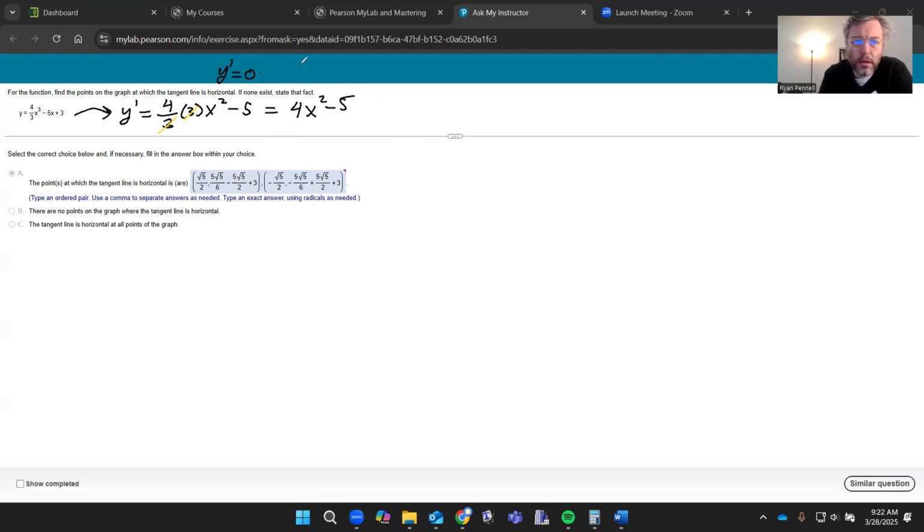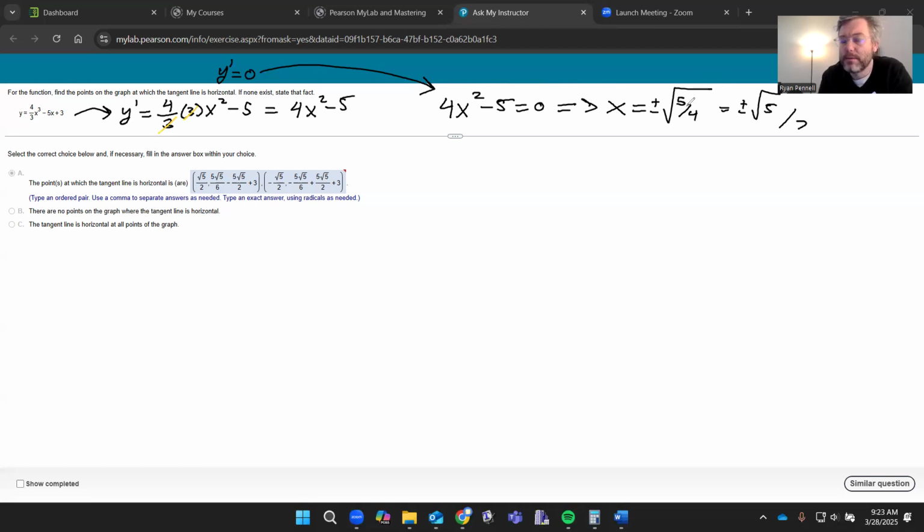So again, where does y prime equal 0? x equals plus or minus square root. 5 comes over divided by 4. And then that's going to be plus or minus 5 halves because we can take the square root of 2 on the bottom. So it's plus or minus root 5 halves.